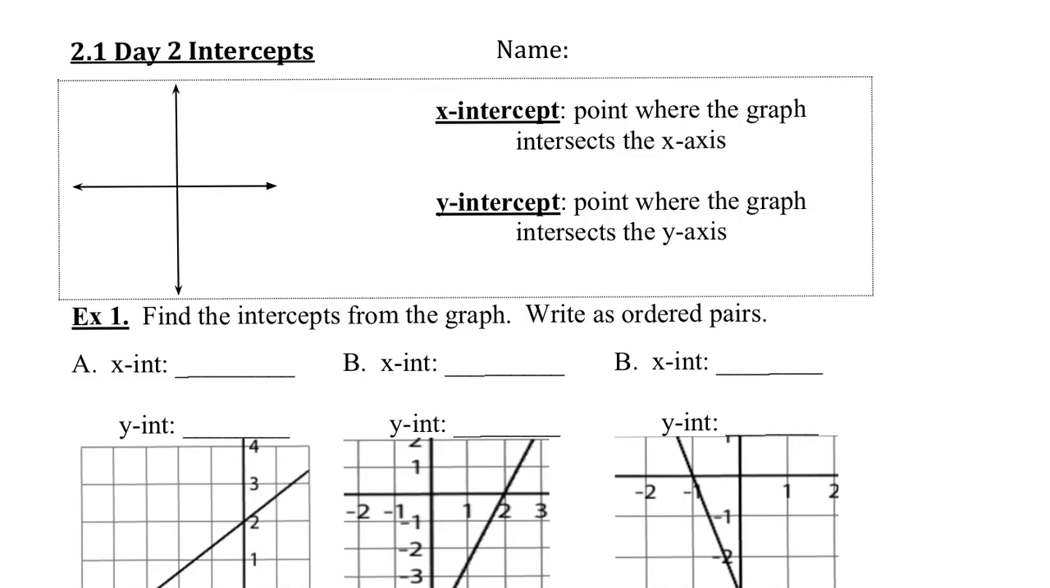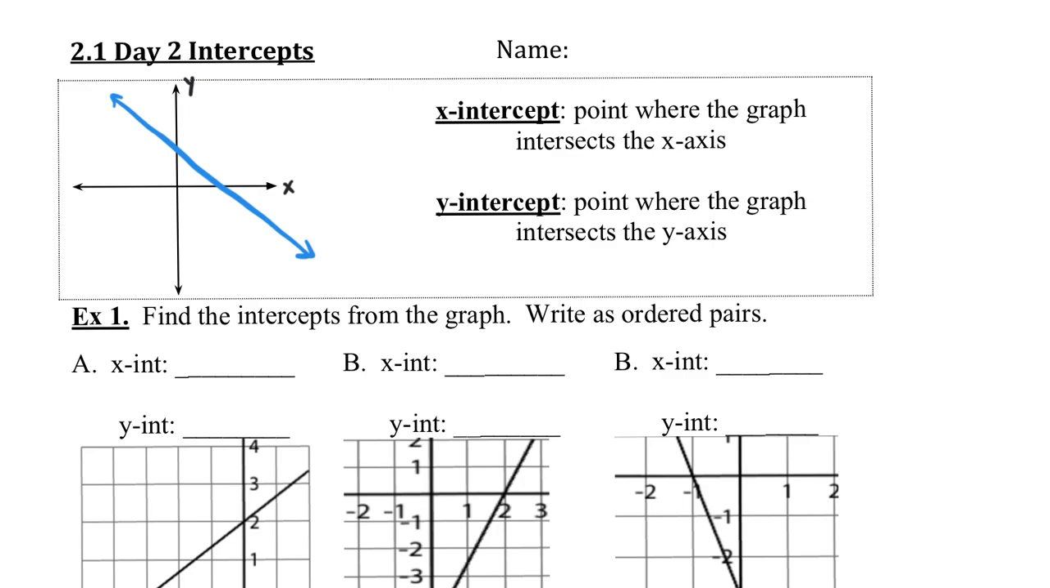2.1, we're going to look at intercepts. An x-intercept is the point where the graph intersects the x-axis. Remember, this is the x-axis, the horizontal axis. The vertical axis is the y-axis. Now there's no graph on here, so we're going to go ahead and graph. Because this chapter is on lines, we're going to draw a line. I'm going to make my line go this way, trying to make it hit both axes.